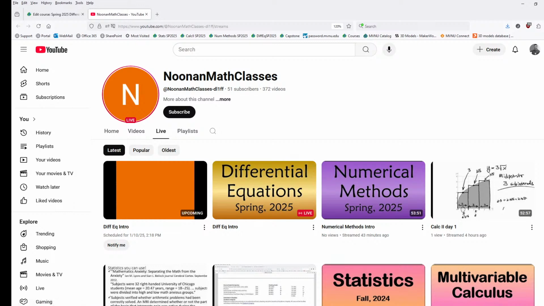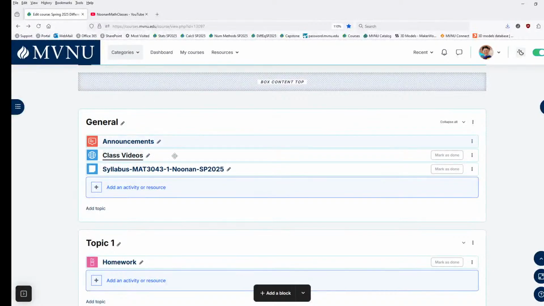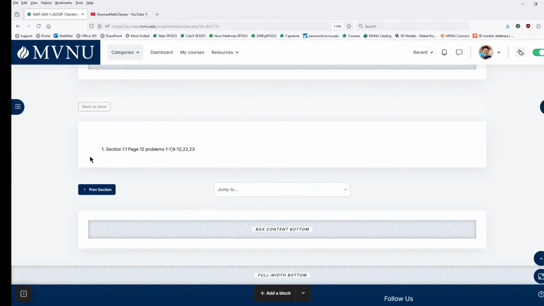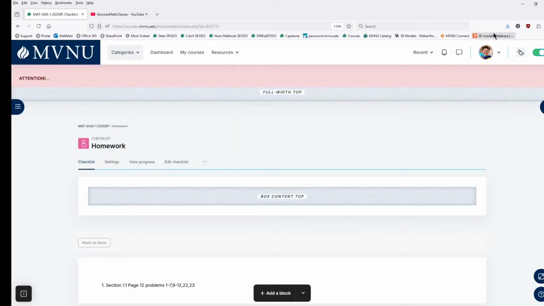Let's see, what else do we have? Okay, so we got the syllabus. Here it is, the homework. So the homework, you will find one item on the homework. I thought that this was, just a minute.